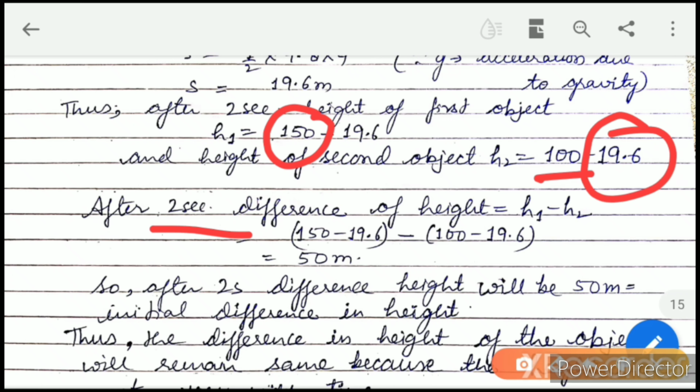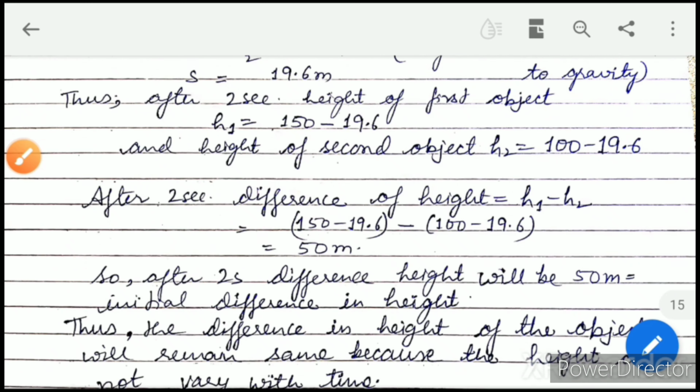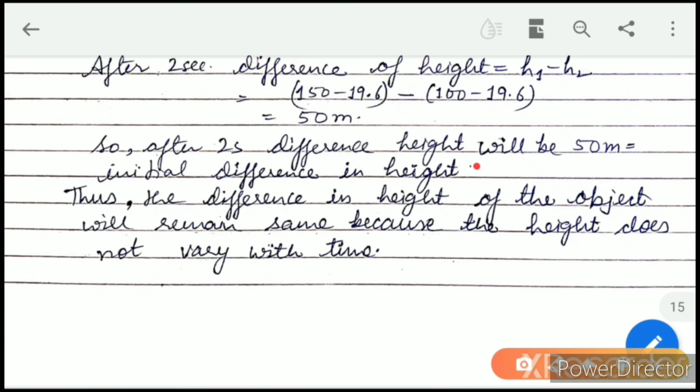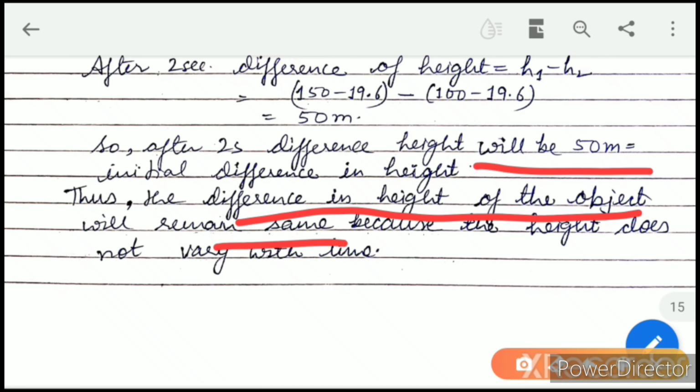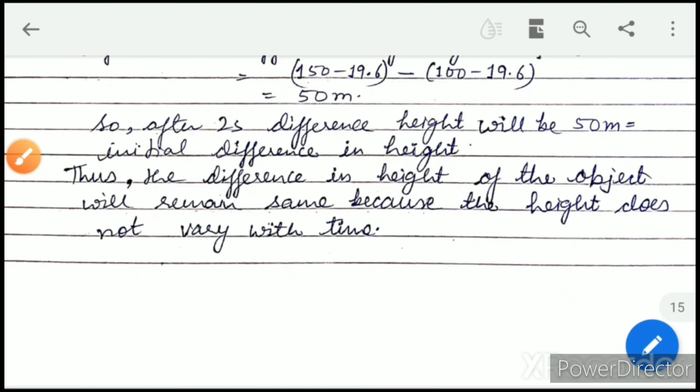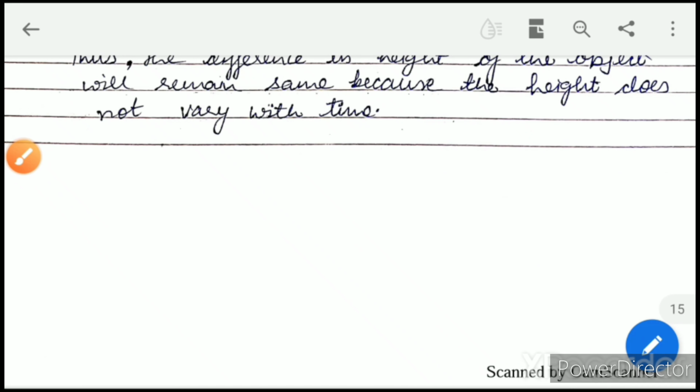So after 2 seconds the difference in their heights will be h1 minus h2. When we substitute the values and simplify, we get it as 50 meter. So after 2 seconds the difference in heights will be 50 meter. The initial difference in height is the same, thus the difference in height of the objects will remain the same because the height difference does not vary with time. Thank you, students.